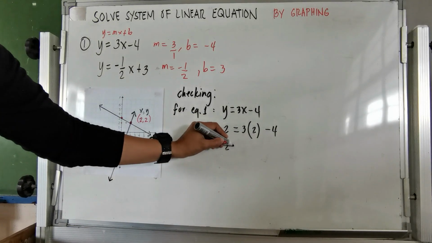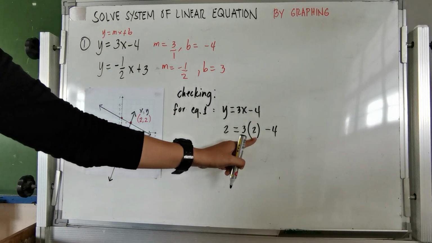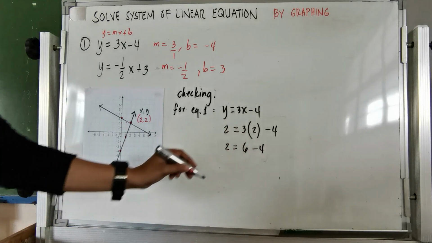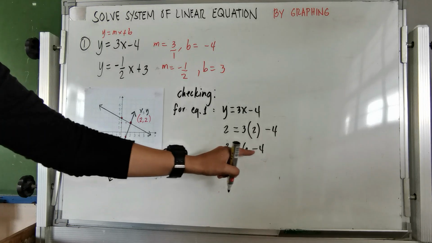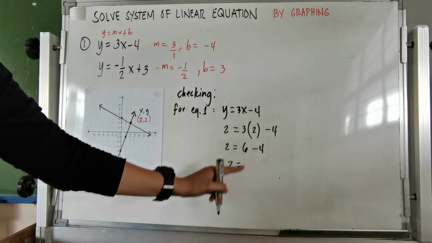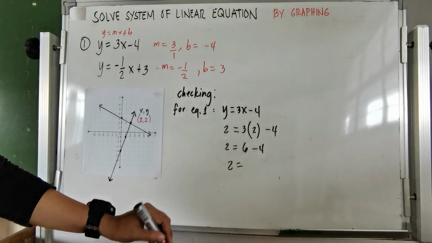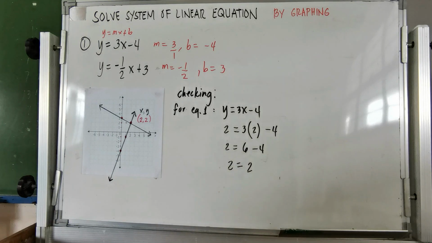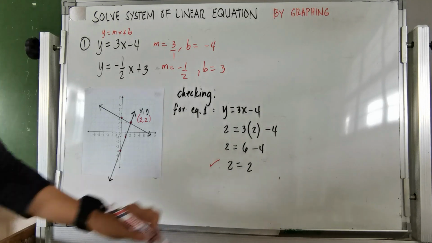2 is equal to 3 times 2 is 6. Then 6 minus 4. So we have, pwede pa natin isimplify yung side na to. So 2 is equal to 6 minus 4 is 2. So kapag nag-equal, ibig sabihin na satisfy niya yung ating equation or tama yung ating solution for equation 1.